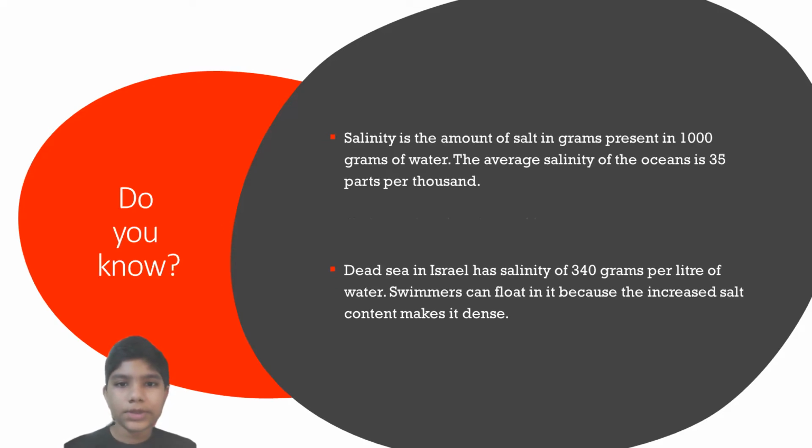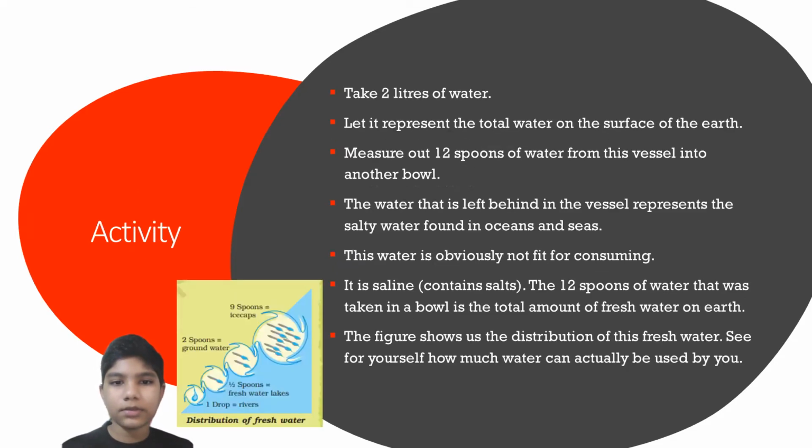Do you know, salinity is the amount of salt in grams present in 1000 grams of water? The average salinity of the oceans is 35 parts per thousand. The Dead Sea in Israel has a salinity of 340 grams per liter of water. Swimmers can float in it because the increased salt content makes it dense.